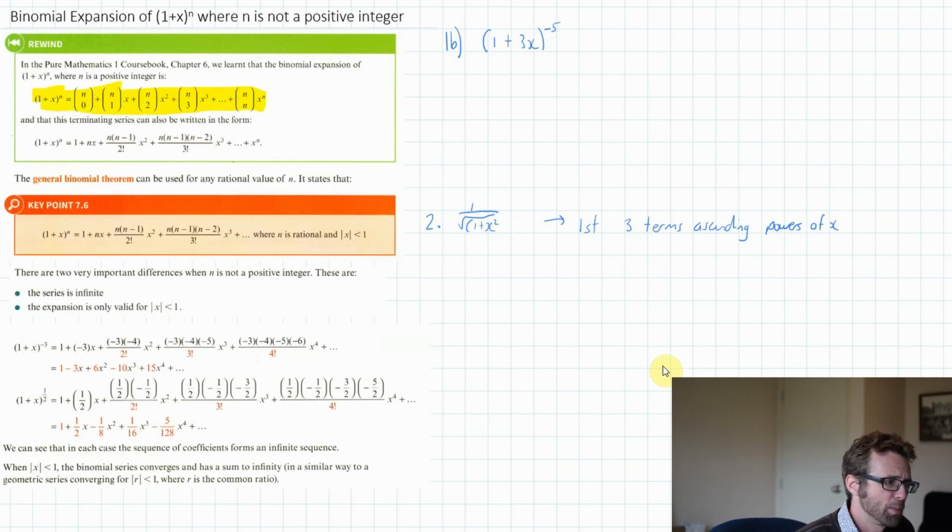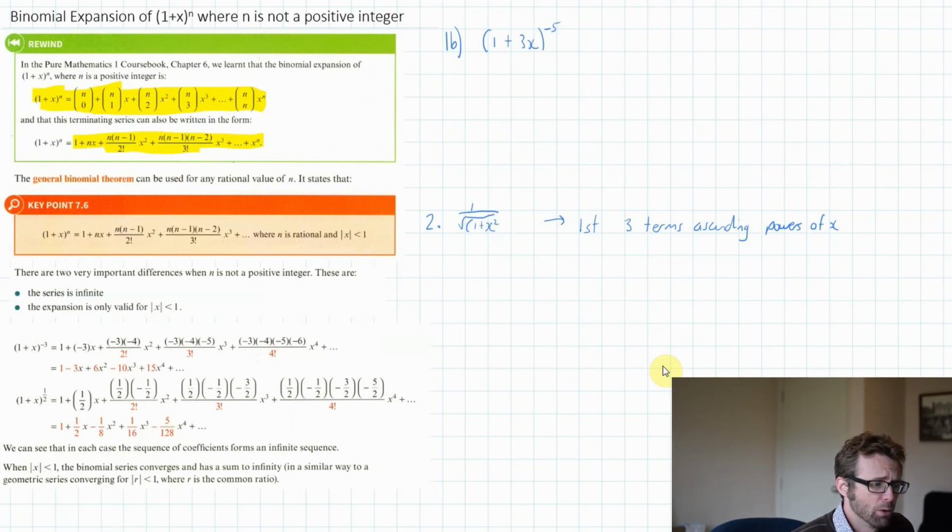Okay, that's what we did in Pure Maths 1. Another way of writing this is in this form here. That is the same thing. And we're going to use this form to help us with binomial expansion where n is not a positive integer.